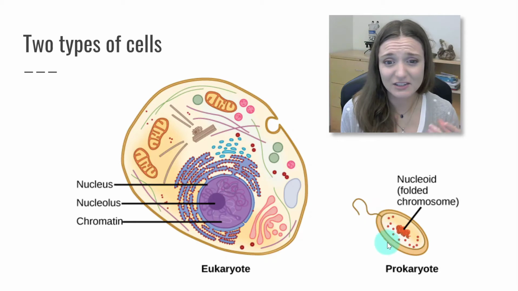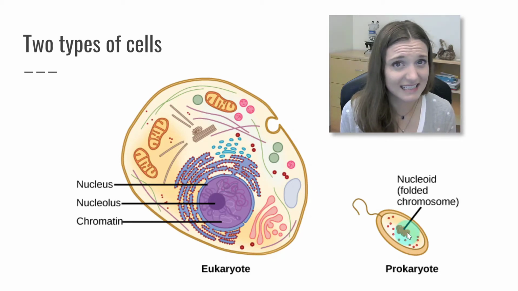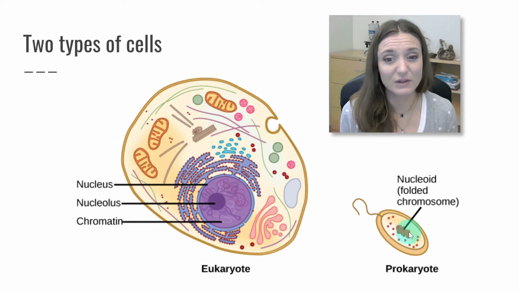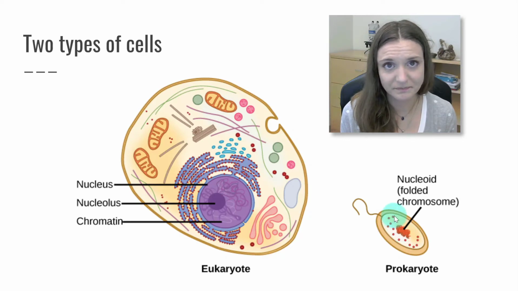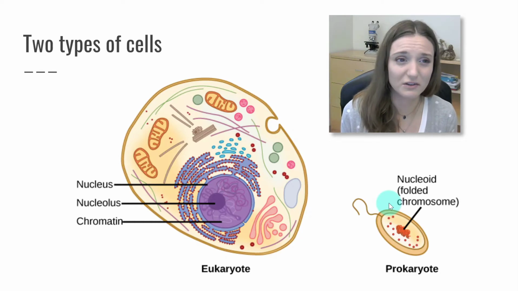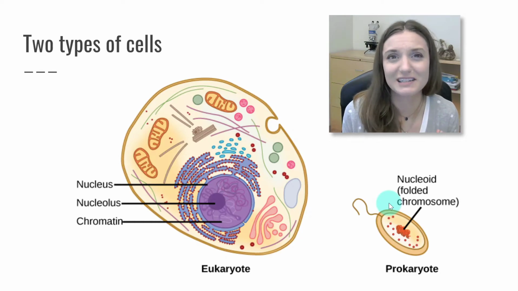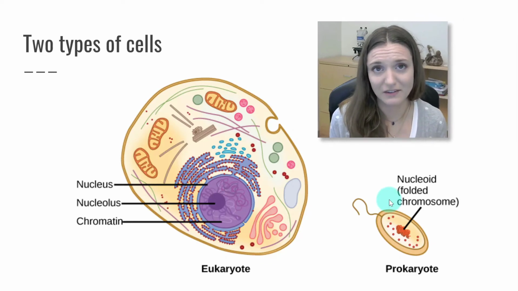Prokaryotes are basically just a membrane, cytoplasm, some DNA in a nucleoid region, not encased in a separate membrane. So their DNA is just floating in the cytoplasm, not separated by anything, and ribosomes. So prokaryotic cells are much smaller, and they don't have as much cellular machinery or specialized compartments within their cell.